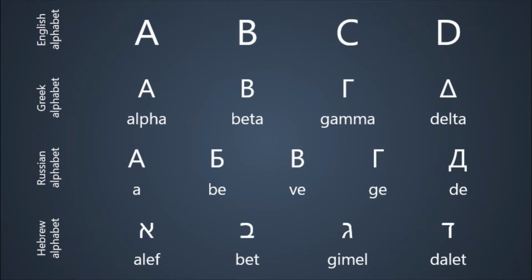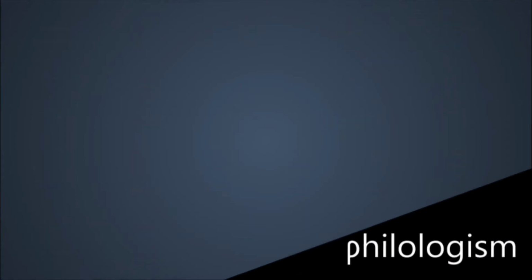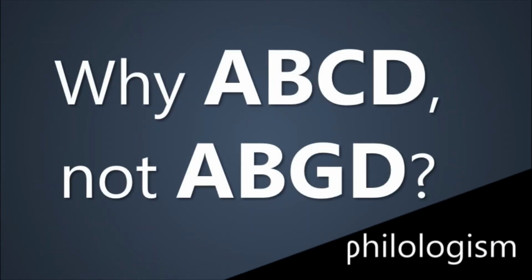So why is it ABCD, not ABGD, at the start of the English alphabet? Find out in this video.